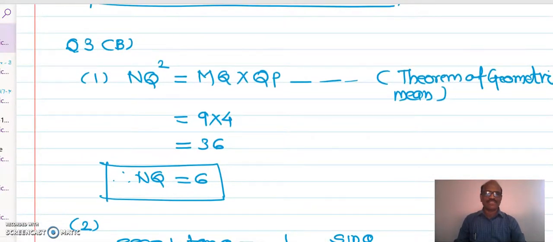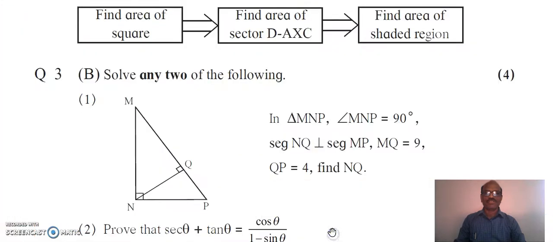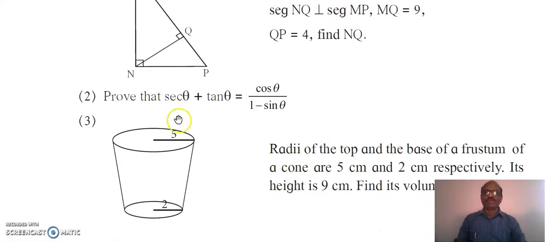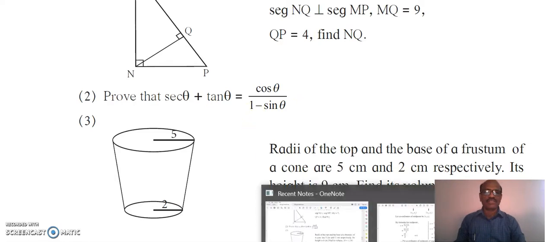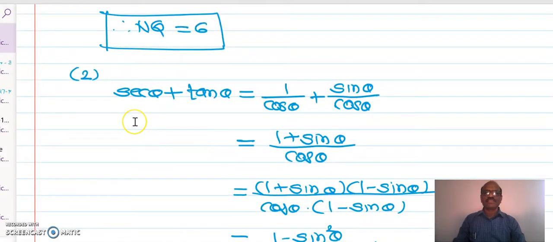Now, the next question is from trigonometry. Prove that sec theta plus tan theta is equal to cos theta upon 1 minus sin theta. It's a very simple question from trigonometry. Now we'll see the answer of this. We consider the LHS. LHS is equal to sec theta plus tan theta. But what about the sec theta? Reciprocal of cos theta is sec theta, so we write here 1 upon cos theta, and tan theta means sin theta upon cos theta.